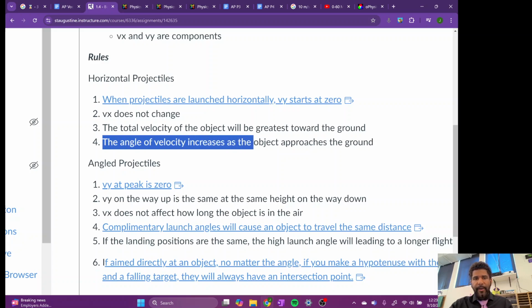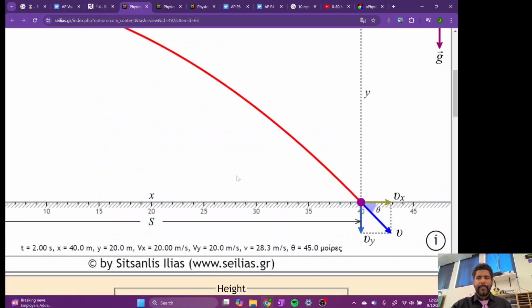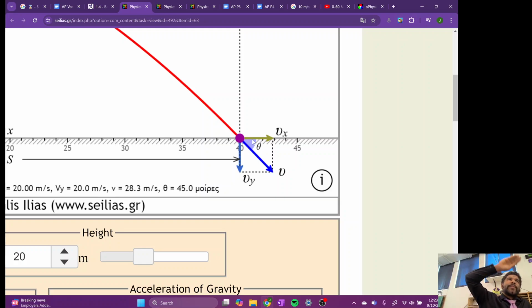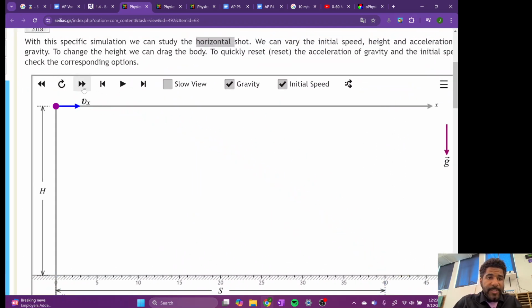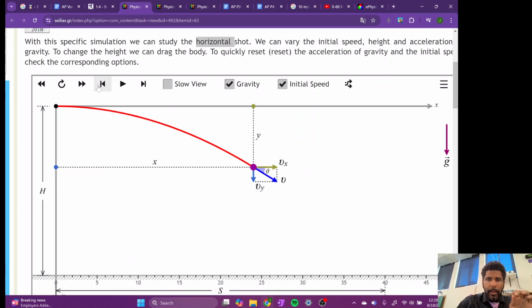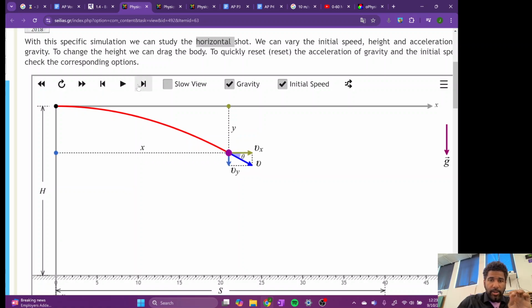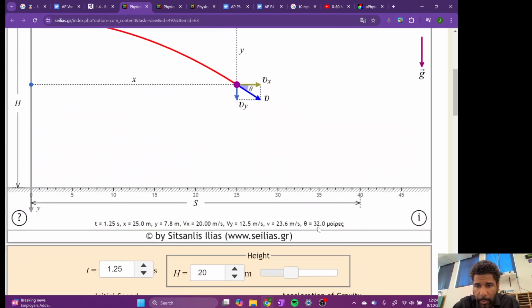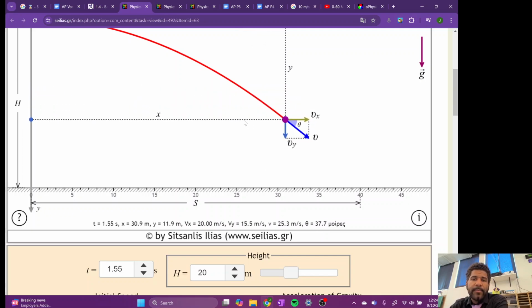Now, the angle of velocity increases as the object approaches the ground. If we take a look, we have this angle theta that is describing the angle between the x-axis and the velocity. Or you could say that this is the angle which is going to be formed by the inverse tangent of Vy over Vx. Because we start off with no Vy component, that means that there is no angle. However, as we go towards the ground, Vy gets larger, and as you can see, if I put this in slow-mo again, the angle theta is going to be increasing as it comes towards the ground.